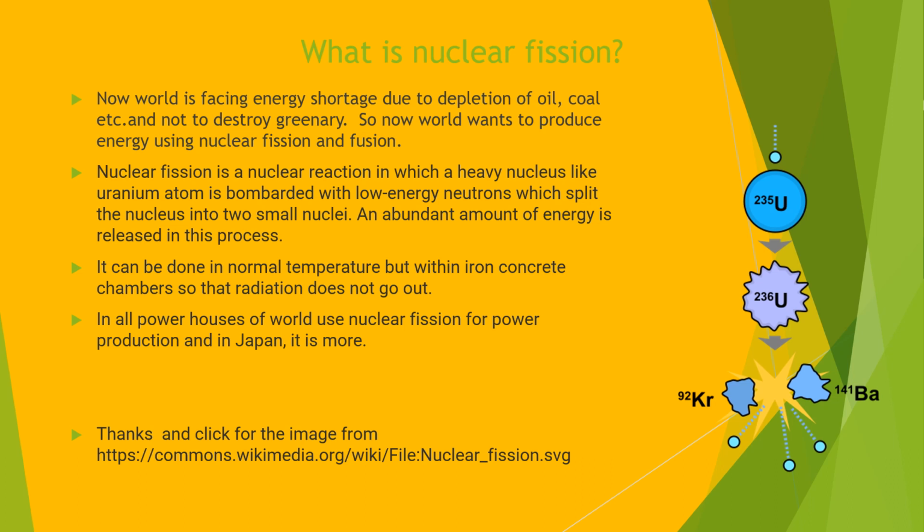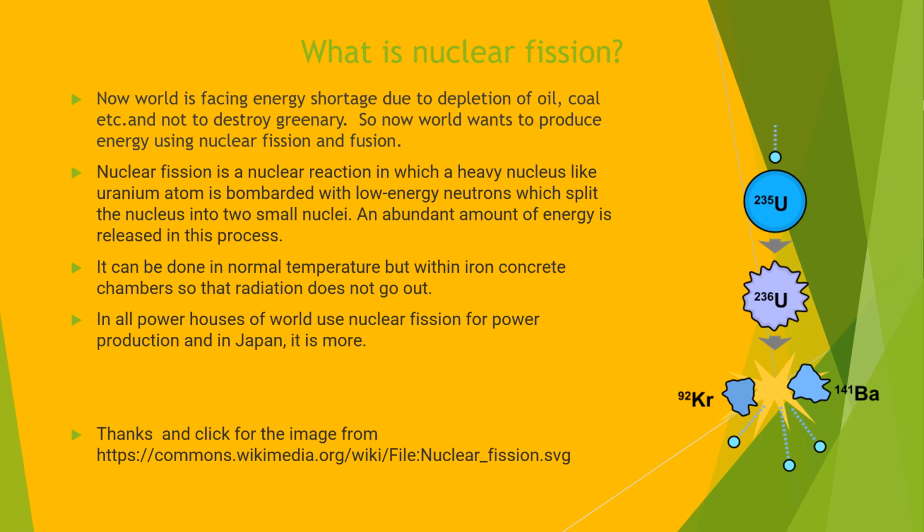But nuclear fission is possible, in which a heavy nucleus like a uranium atom is bombarded with low energy neutrons, which split the nucleus into two small nuclei. An abundant amount of energy is released in this process. It can be done at normal temperature, but within an iron concrete chamber so that radiation does not go out. In power houses of the world, we use nuclear fission for power production, and in Japan it is more, as fossil fuels are very scarce in Japan.